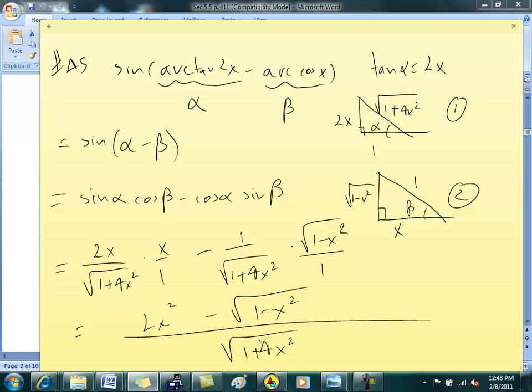Answer to 46. Okay, you guys listen up. It's 2x squared plus the square root of 1 minus x squared, over the square root of 1 plus 4x squared. So it's very similar to this one, except that instead of a minus, this is a plus. Is everybody all right there?